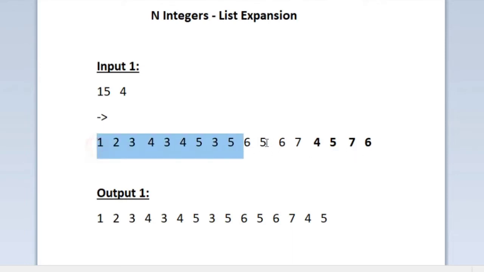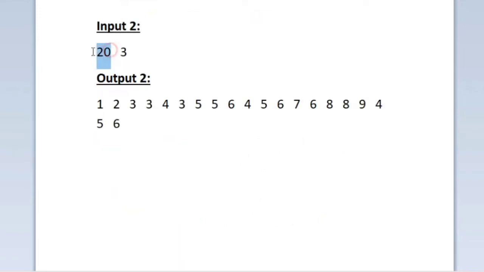So in our output we print the first 15 integers of this output pattern. So I am highlighting the first 15 integers. So these are the first 15 integers, and in our output also the first 15 integers are the same. So this is how our output is obtained. Now let us see our sample input 2. So here n is equal to 20 and x is equal to 3.